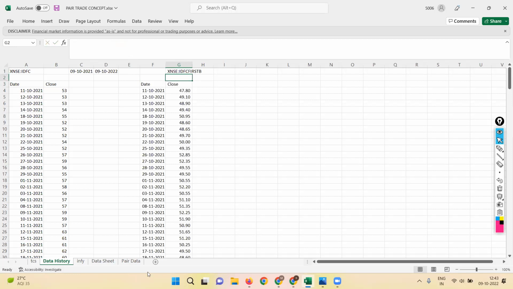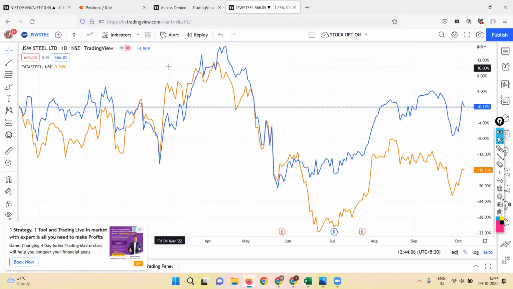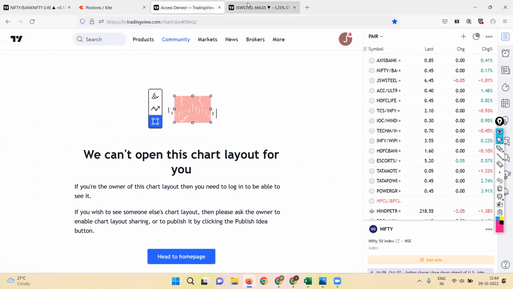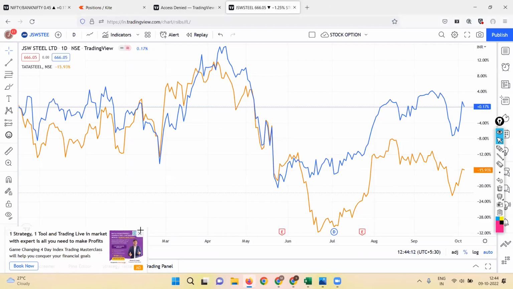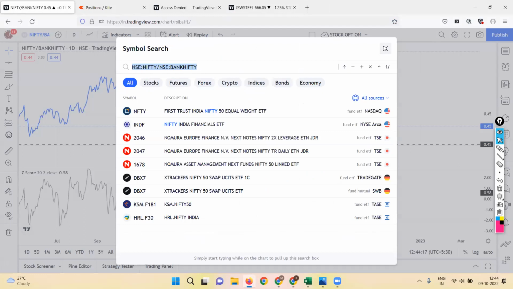Yes, correct. So now what is the ratio? 64% correlation. Sir, this is good if you want historical data, but there are already indicators published by people in the TradingView library, where you will get correlation, z-score, mean, all of it. So this is good if you want to do jugglery on Excel.